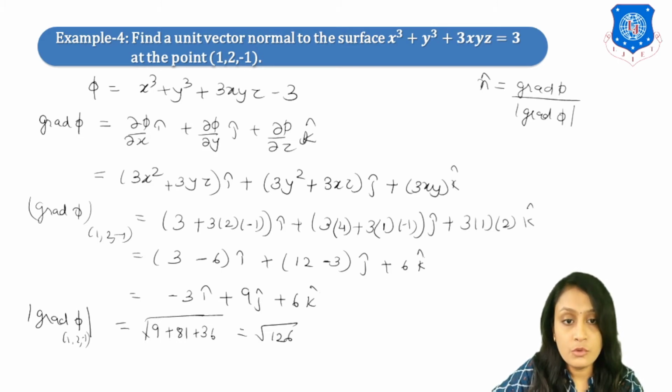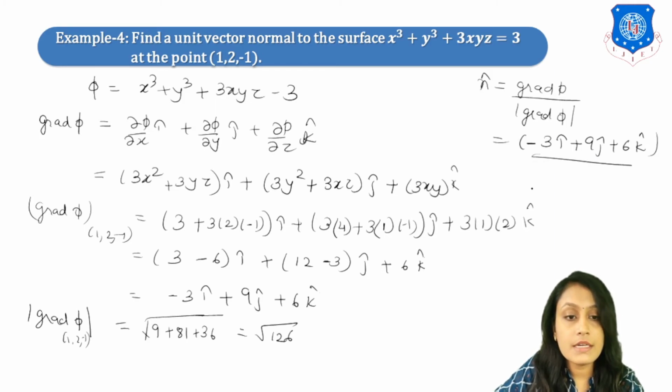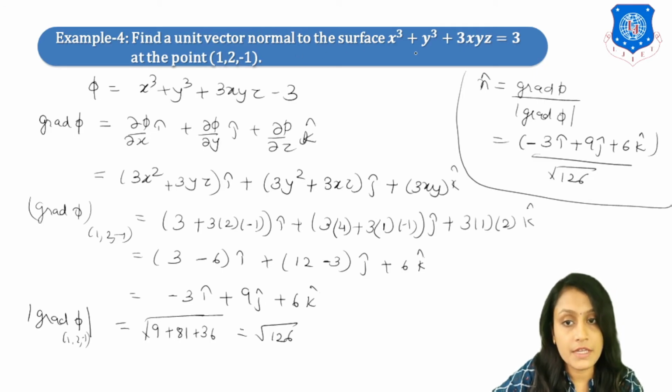Now what we have to do, we have to find this n cap, that is gradient of phi upon its magnitude. So the answer of gradient is 3i plus 9j plus 6k, and its magnitude answer is under root 126. So in this way we can find a unit vector normal to the surface, right?